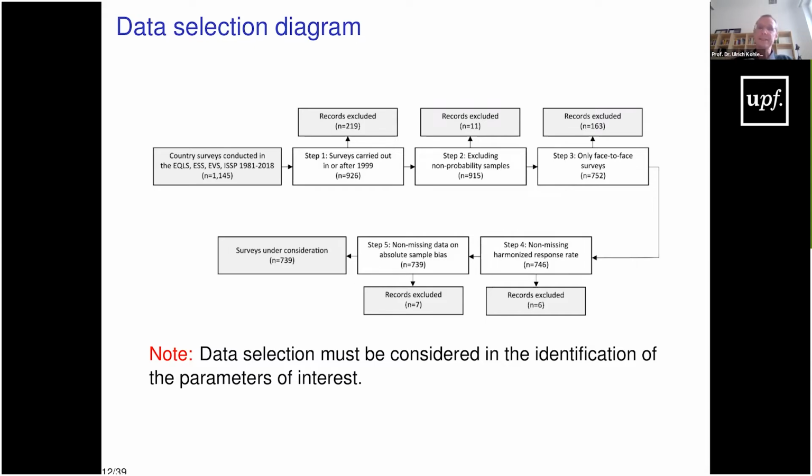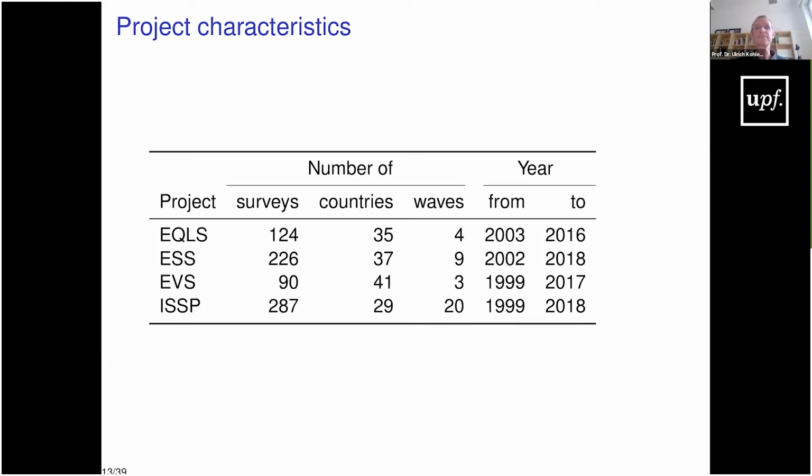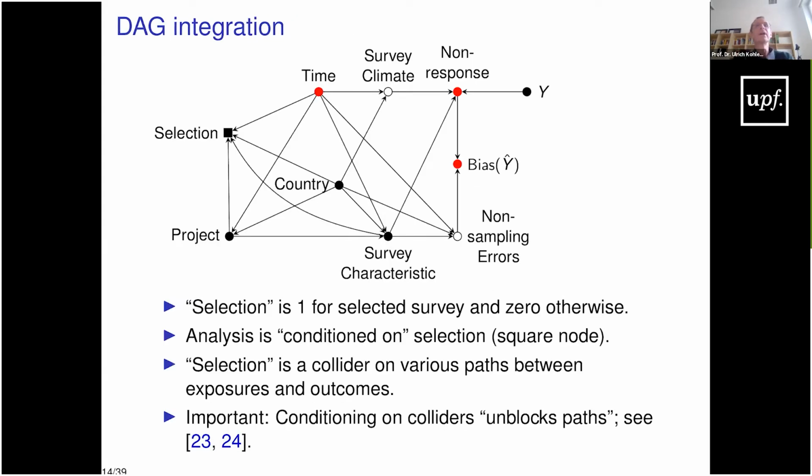Now, this data selection process is, of course, not a random draw of the surveys of the world. So we have to include this data selection process into our data generating process model. And that's what we do on the next slide. Here you just see how many surveys we have, how many countries we have, and how many waves we have in the various programs. So you see how the surveys distribute over all of this. And I go on to this DAG integration because that's perhaps the most important part.